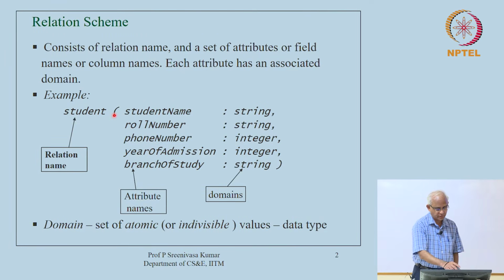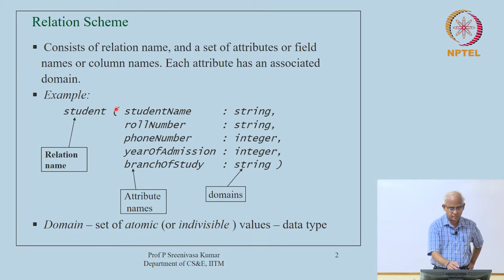Now, here is an example. We have student name and the domain is strings, and roll number we also model as a string, phone number is an integer, year of admission is an integer, and branch of study is a string. So, these are domains, these are attribute names, and then the whole thing is what is called one relation scheme. The relation name comes, and traditionally when we write it, all the attribute names are in parentheses.